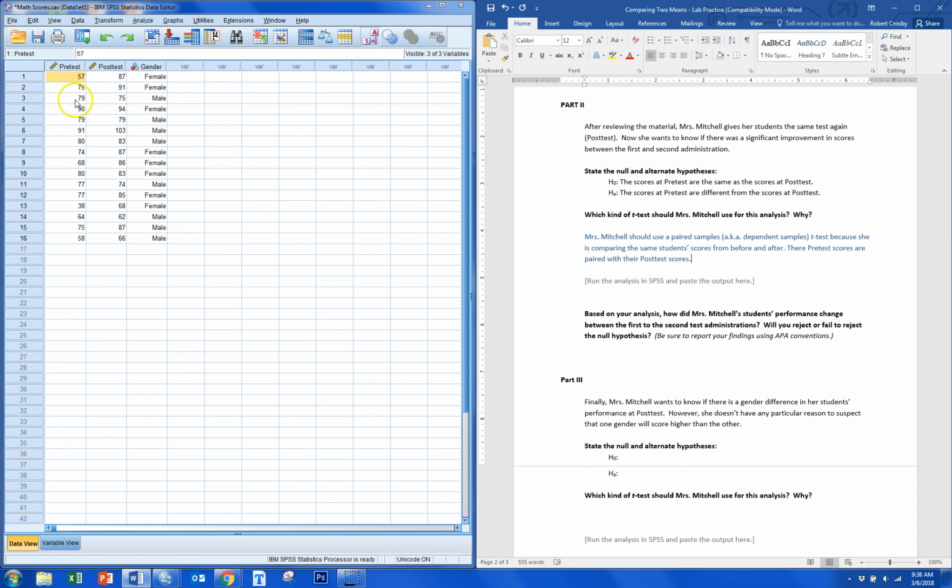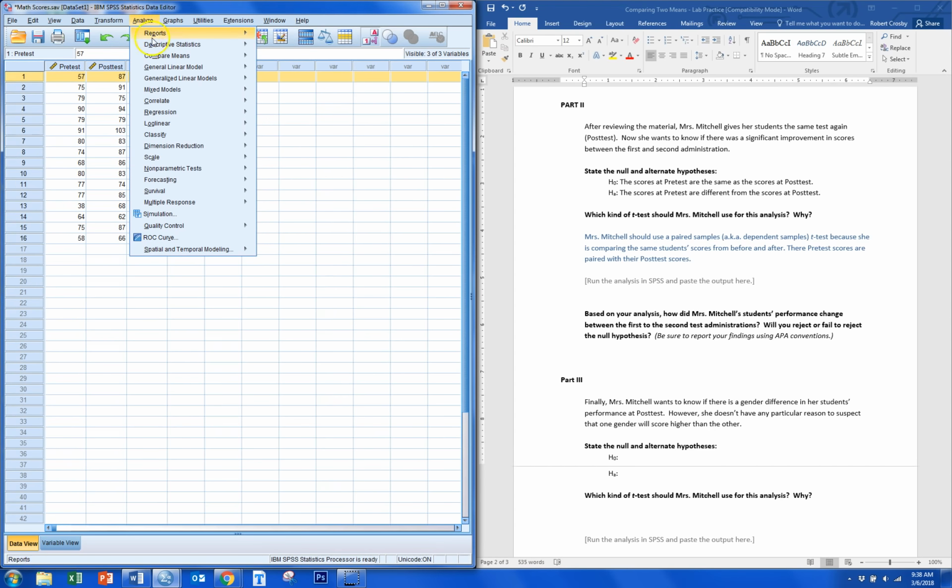What if they hadn't written the students' names down, if they hadn't kept track? They gave everyone the pre-test and it was anonymous, and then they gave everyone the post-test and it was anonymous. Well, then you wouldn't be able to pair up the scores and this wouldn't work. This only works if your data set looks like this, where for each person you know their score at both times. Okay, run the analysis in SPSS and paste the output here.